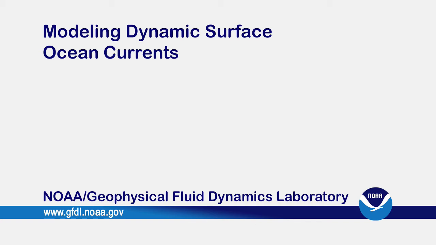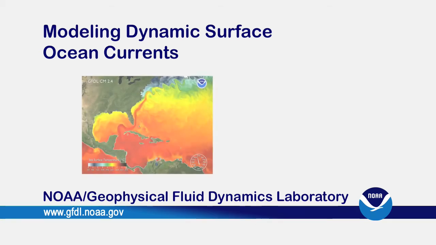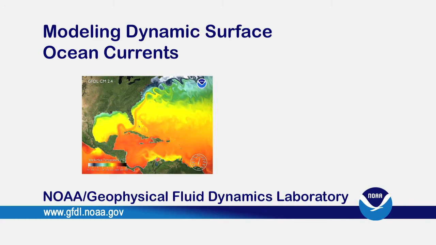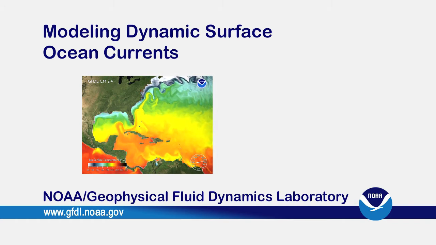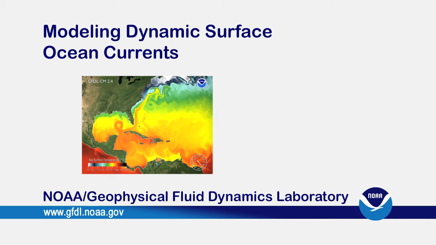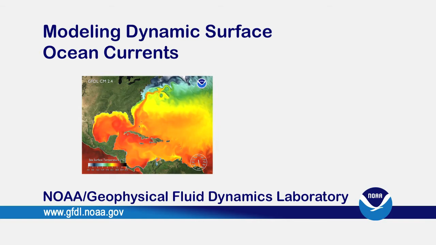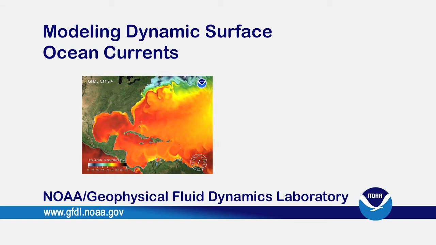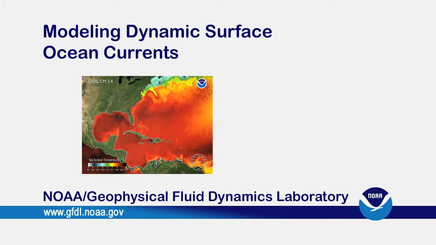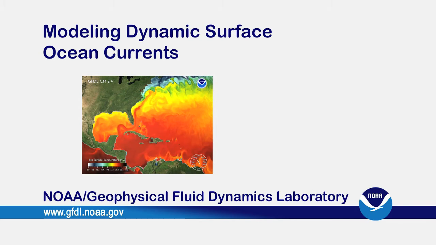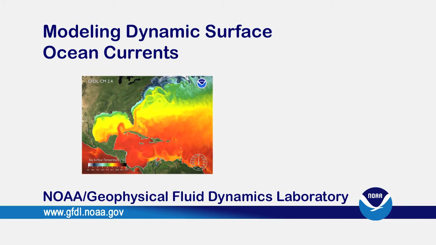Modeling Dynamic Surface Ocean Currents. Here we present animations of sea surface temperatures produced by a high-resolution climate model developed at NOAA's Geophysical Fluid Dynamics Laboratory in Princeton, New Jersey. All the images that you will see were simulated spontaneously by the ocean model component of a global climate model. No ocean observations of any kind, not satellites nor measurements made at sea, were used by the model when generating the data visualized in these animations.